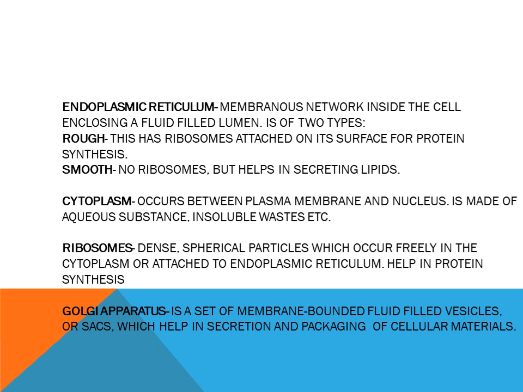Cytoplasm. This occurs between plasma membrane and nucleus. It is made up of aqueous substance and insoluble wastes, etc. Ribosomes, these are dense spherical particles which occur freely in the cytoplasm or attached to endoplasmic reticulum. They help in protein synthesis. Golgi apparatus, it is a set of membrane-bound fluid-filled vesicles or sacs which help in secretion and packaging of cellular materials.